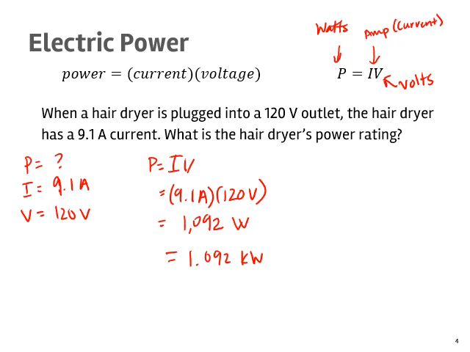And of course, we can do other ones where we rearrange this equation. In this case, this is where we're solving for power. If you're solving for current, current is going to equal power over voltage. If you're solving for voltage, voltage is going to equal power over current. So there are your other two variations of this formula in case you need it.